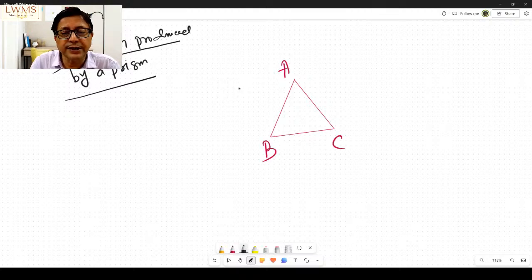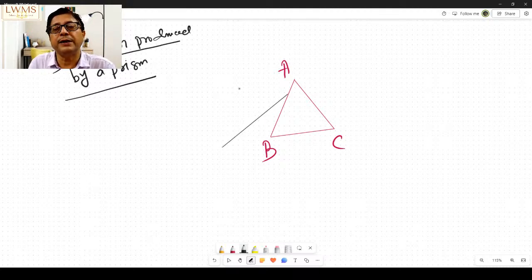Take the incident ray here. What will happen to this ray? It will suffer refraction. Then it will suffer further refraction at the second phase. Clear?